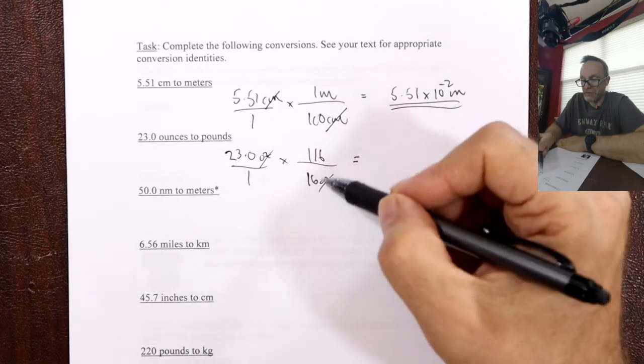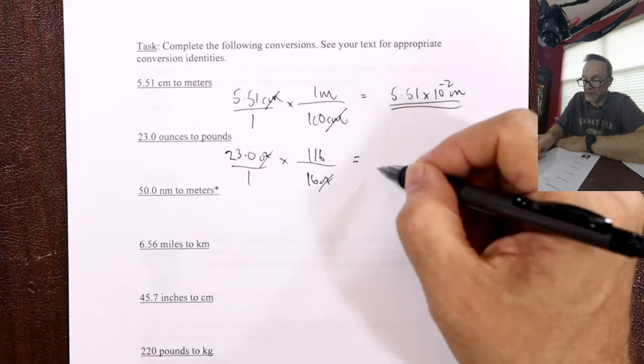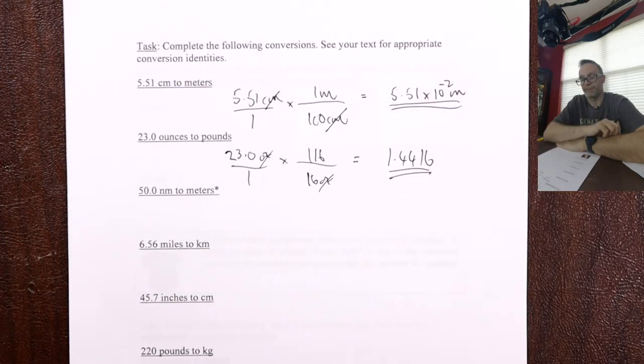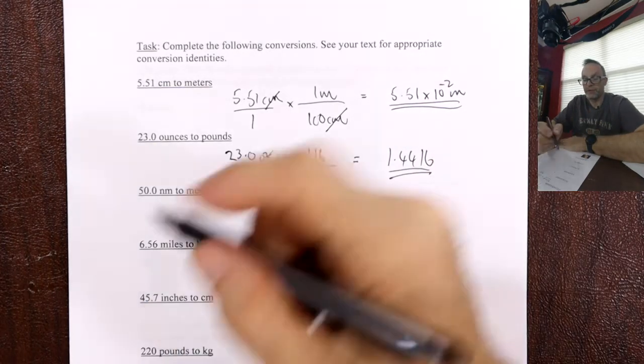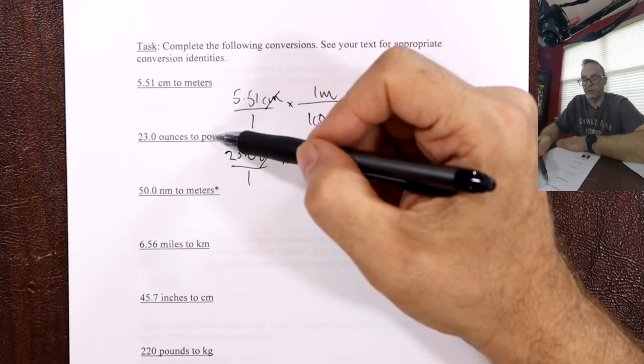So 23 times 1 divided by 16, 3 sig figs, that's exact. What do we get? 1.44 pounds. Okay. All right, now the first two, maybe we knew them, right? This one definitely in the back of the book, 1 pound is 16 ounces.